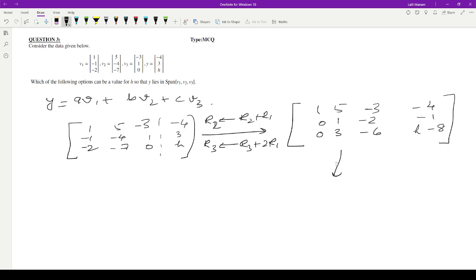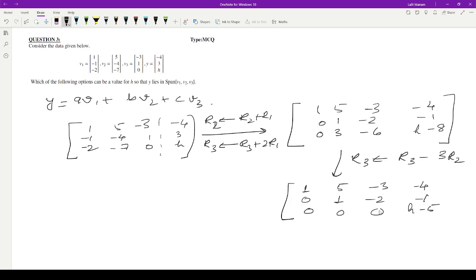And now we'll try to remove the last row as well by using the second row, which gives us something like this. The first row remains the same, the second row also remains the same, and the third row becomes all zeros, but the last element becomes h minus 5.